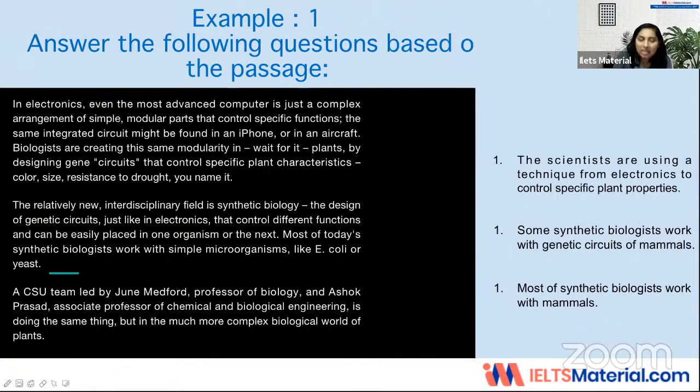Most of today's synthetic biologists work with simple microorganisms like E. coli or yeast. This is false as it has most of today's synthetic biologists. So in this manner, you need to understand. I know this is very easy, but let's take a bit more difficult one with the next part.